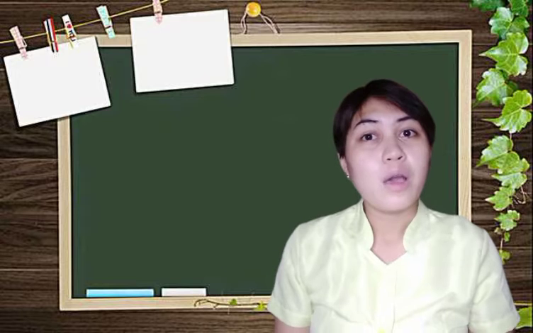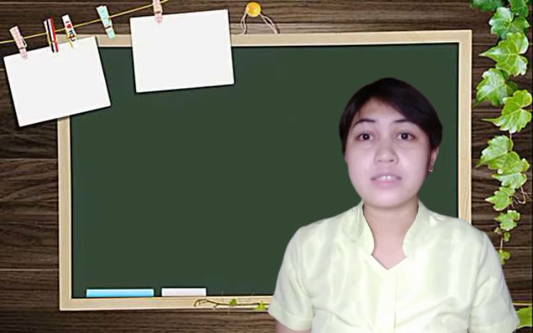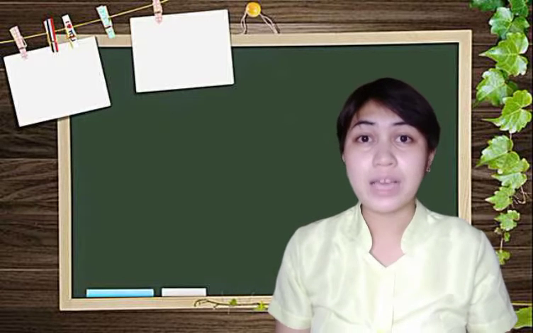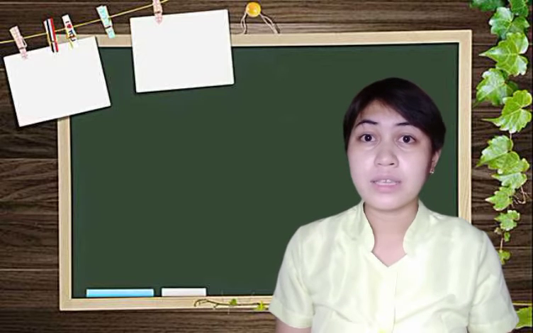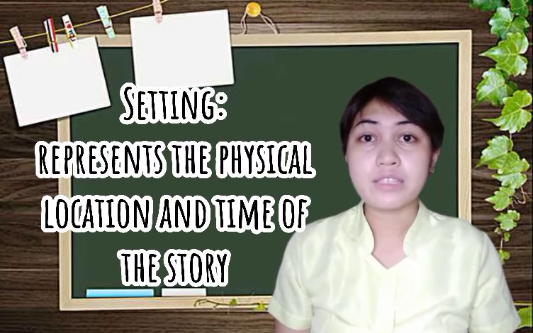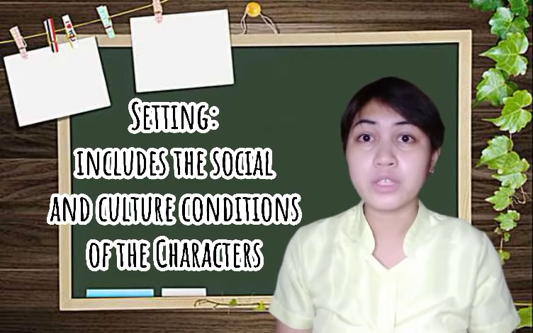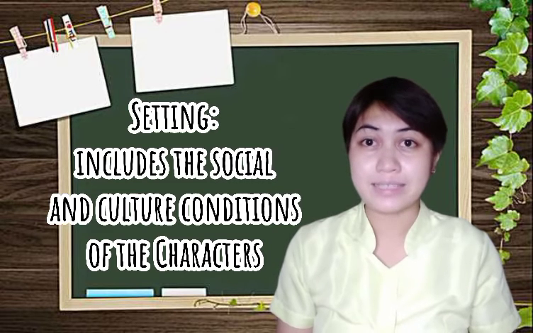First, when we read stories or novels, we have this habit of imagining where and when a story is set. In your graphic organizers, you identified various places and time, and that is what we call the setting. Setting represents both the physical location and also the time, if it happened in the past, present, or future, and the social and cultural conditions in which the characters exist.